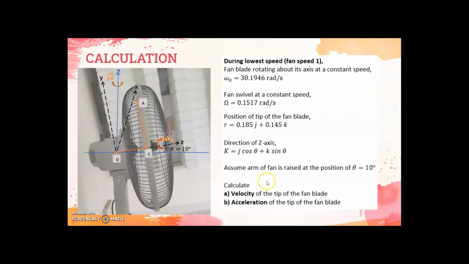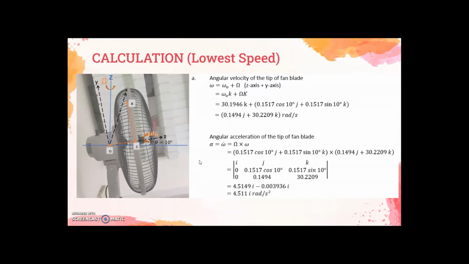In this experiment, we need to calculate the velocity and acceleration of the tip of the fan blade. So, to obtain the value of velocity and acceleration of the tip of the fan blade, we need to calculate the angular velocity and angular acceleration of the tip of the fan blade first. The angular velocity of the tip of the fan blade, omega, equals omega naught plus capital omega. Just now we have found that the value of omega naught equals 30.1946 radian per second multiplied by k, which is in the z-axis direction.